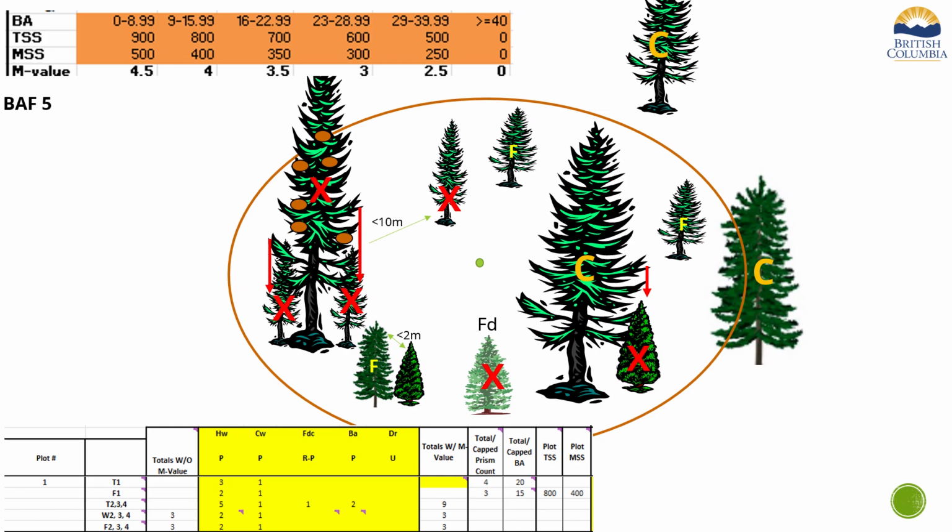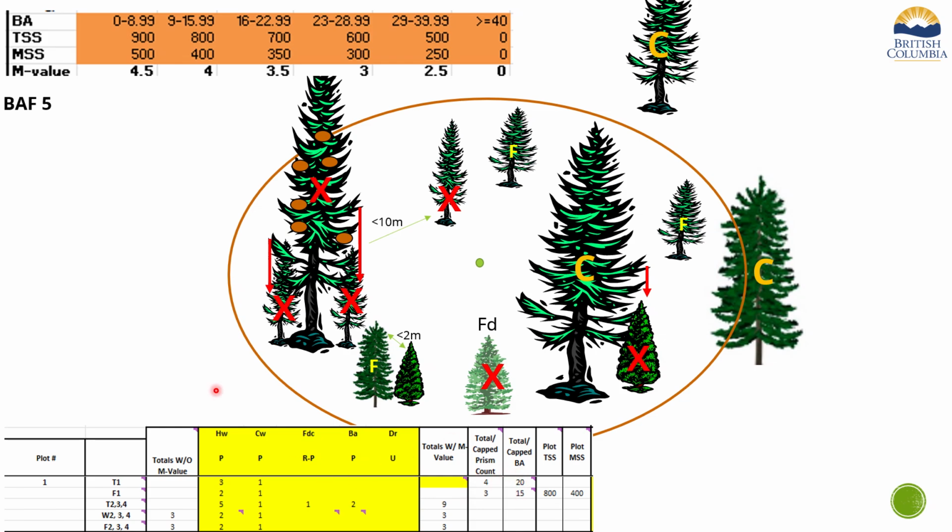All right, to tie all that together, I'm going to walk through a visual example. We're going to pretend it's plot 1, so it's a full measure plot. And we're using a BAF of 5, and these are our stocking standards. So I start off by doing my prism sweep, and I count all my layer 1 trees. So I have 1 hemlock, 2 hemlock, 3 hemlock, cedar. So in total, I have 20 meters squared basal area. You can see this all entered here. So I have 3 hemlock, 1 cedar, that adds up to 4. That gets multiplied by the BAF of 5 to give us 20.